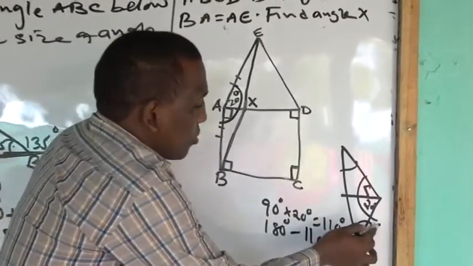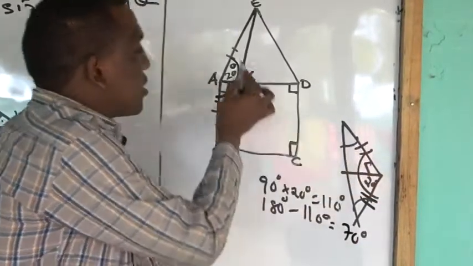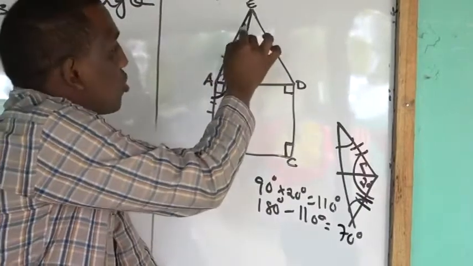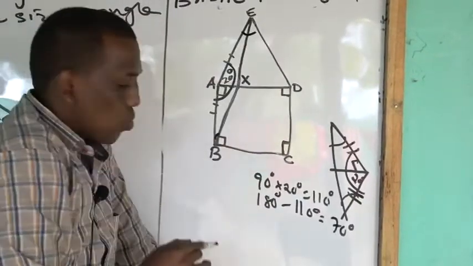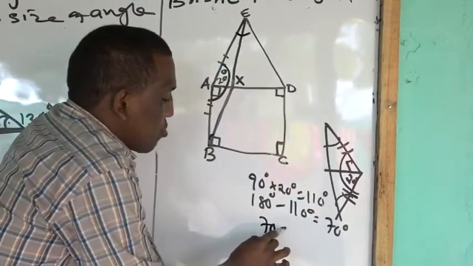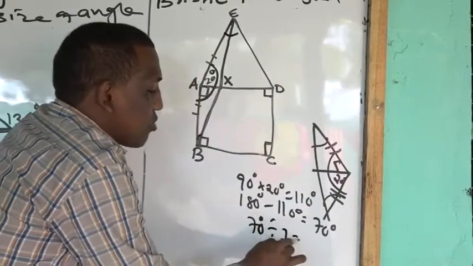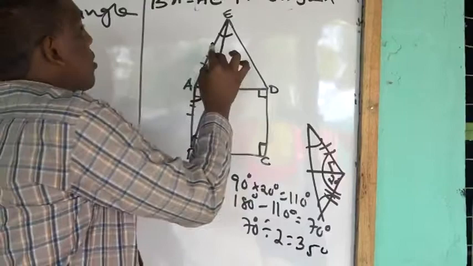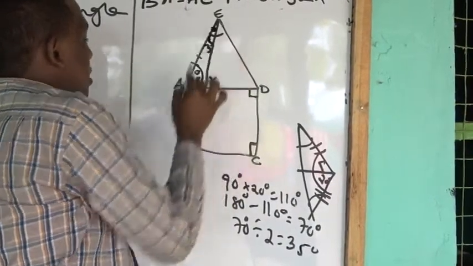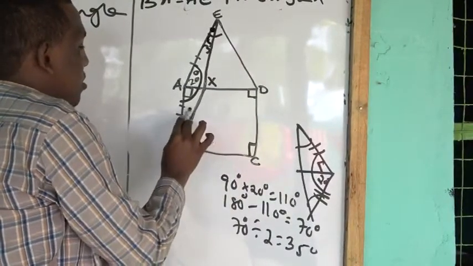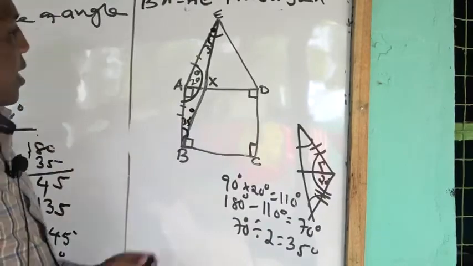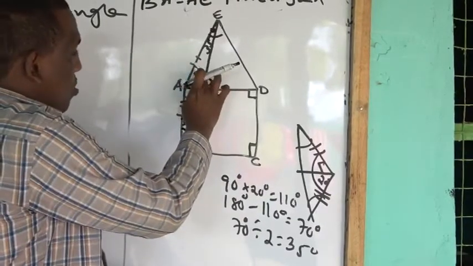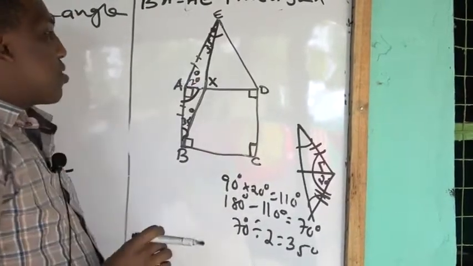And remember, this is an isosceles triangle. The two base angles are equal. This one and this one are equal. What do we do now? 70 degrees divided by 2, you will get 35 degrees. So each of the two base angles is 35 degrees. Now they want angle X.